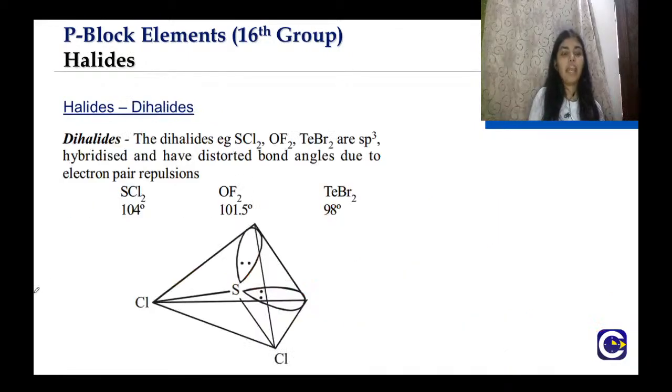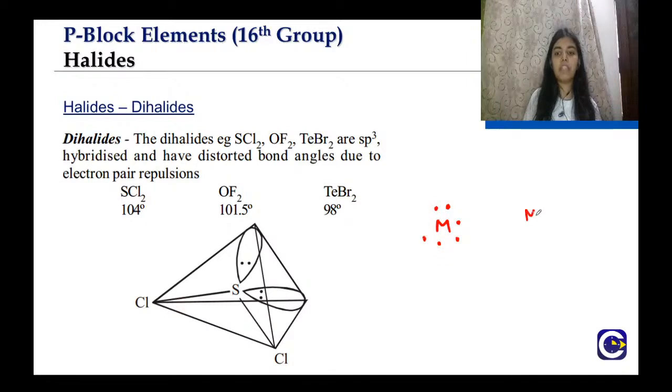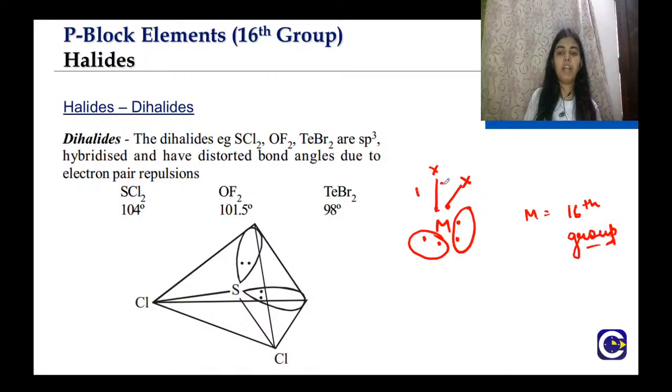Next we move on to the dihalides. For dihalides, the examples are SCl2, OF2, TeBr2, and they are sp3 hybridized. So here if you consider M, how many electrons are present? 1, 2, 3, 4, 5, 6, where M is a 16th group element. Now if you consider 2 halogens, so X here and X here. One lone pair will be here and one lone pair will be here. So how many? 1, 2, 3, 4. That means sp3 hybridization and tetrahedral structure with 2 lone pairs.